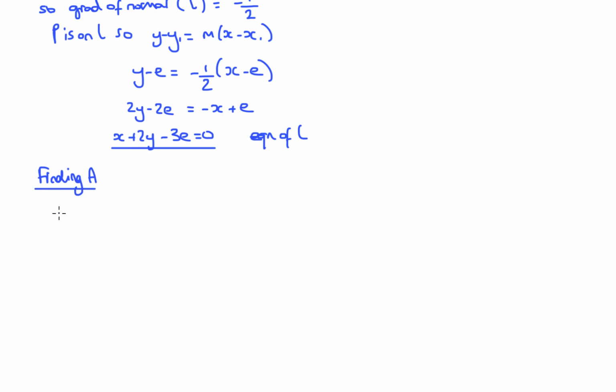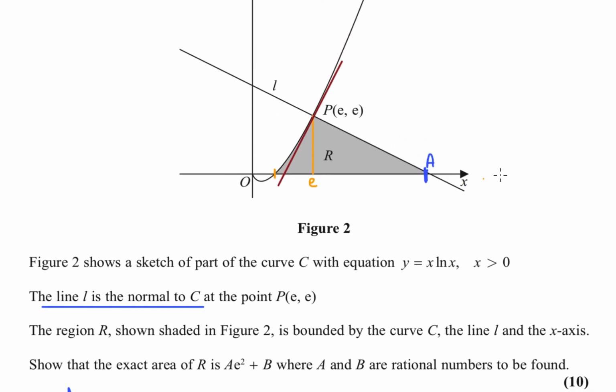So at A, y is equal to 0 on this line. So we've got x plus 0 minus 3e is equal to 0. So x is equal to 3e at A. So the coordinate of A is (3e, 0), which means that point's 3e. That's now going to allow us to find the area of this triangle, because as well as knowing that this point here is E and this is 3e, we also know the height of the triangle is E, because the y coordinate is E.